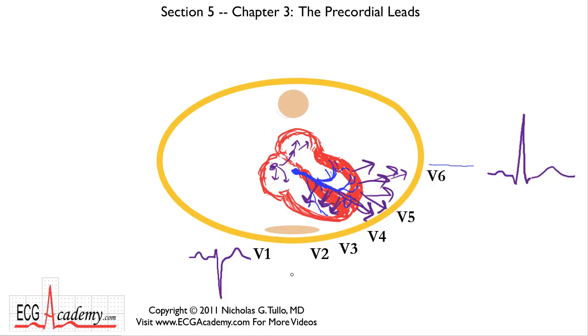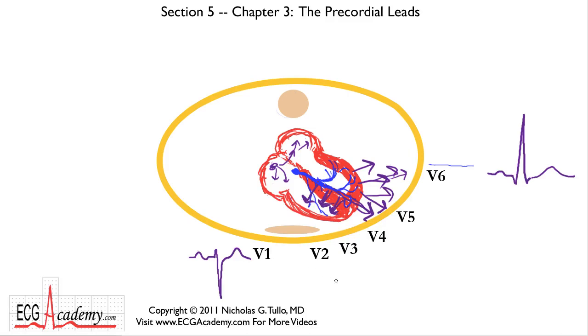Everything in between will generally be a steady progression from one to the other. In other words, the R wave will gradually increase in size until you get this big R wave. And the S wave will gradually diminish in size until you get hardly any S wave, if any at all.